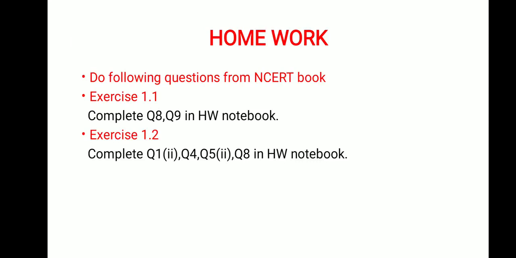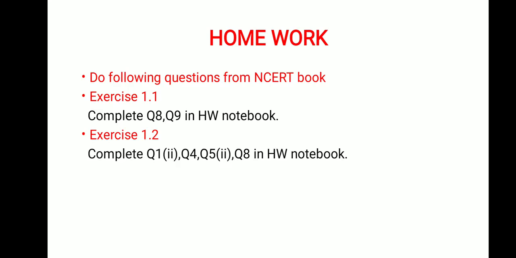Now, I hope all these concepts of this chapter are clear. Today we have studied the representation of rational numbers on the number line, and how to find n rational numbers between two given rational numbers. On the basis of that, I am assigning you homework from the NCERT book, exercise 1.1. In that exercise, we have revised the properties.